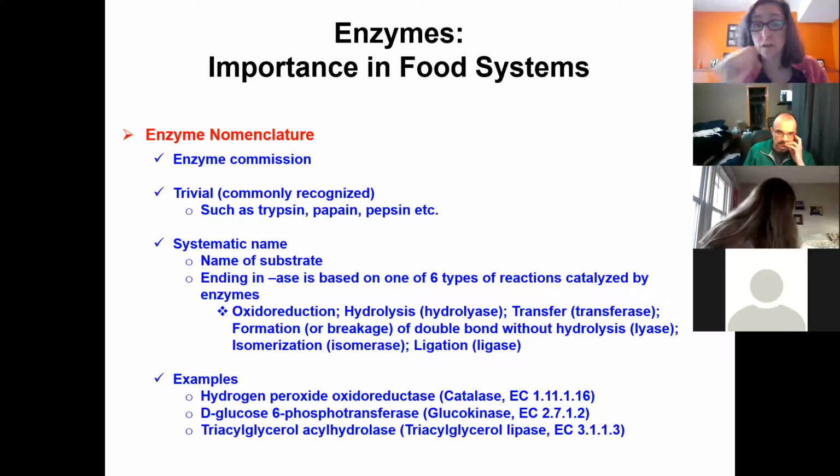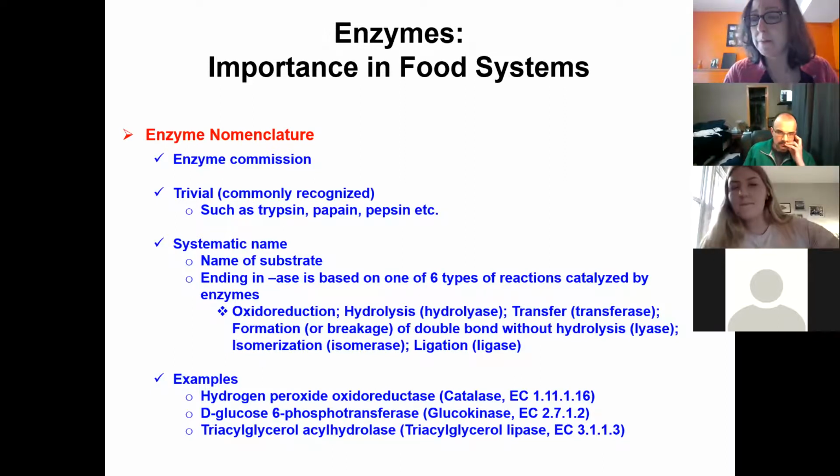Formation, or breakage actually, of double bonds without hydrolysis. So that means there's no water involved. For example, dehydrogenase, removal of hydrogen groups and formation of a double bond, or decarboxylase, removal of a carboxyl group. So this is a lyase type of enzyme.